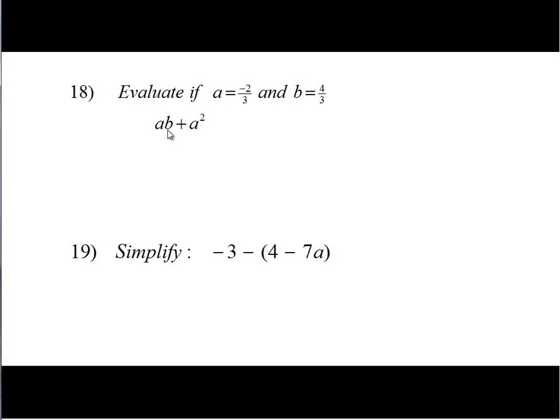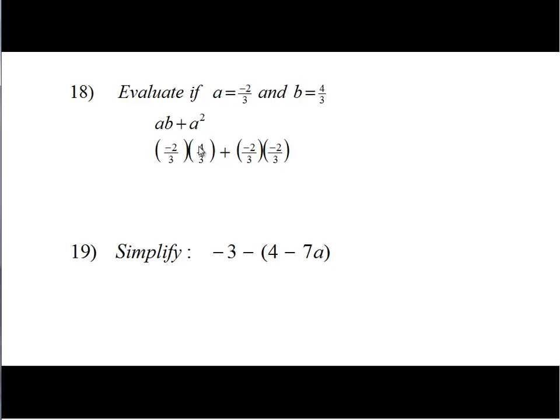Evaluate. Take -2/3, put it in for A. 4/3, put it in for B. And -2/3, put it in for A. A squared means write it twice. So I put in my -2/3 by 4/3. Then I wrote my -2/3 twice.